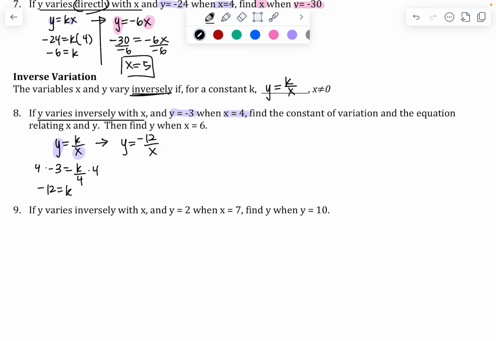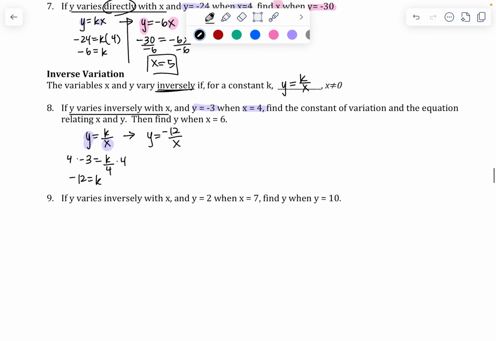And that's what we're going to use to find y when x is 6. So find y when x is 6, we get y equals negative 2.